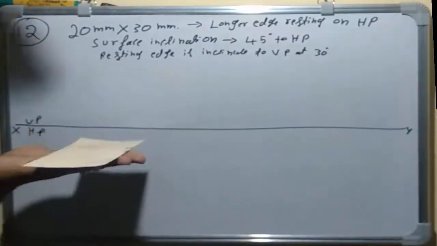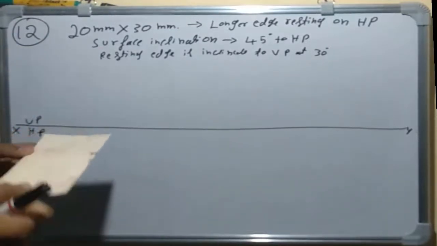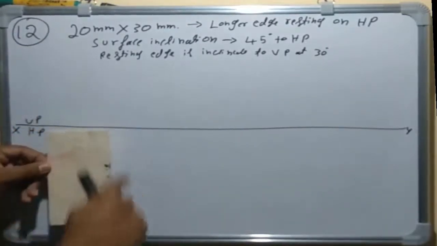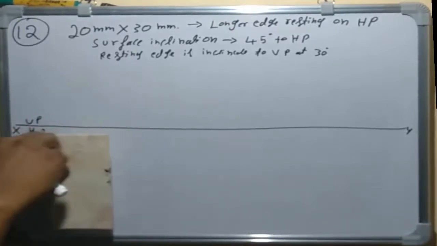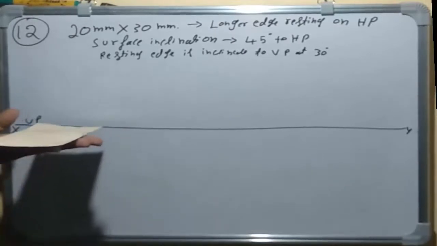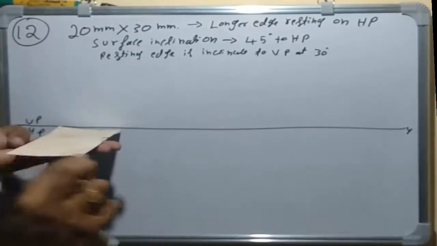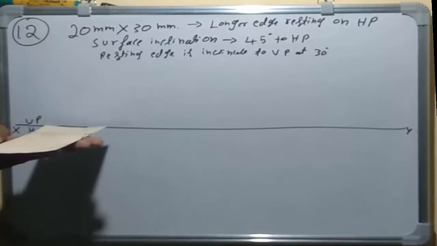When you see the top view, it looks like a rectangle only. When we rotate the horizontal plane, we get the rectangular view. The longer edge will be on the left side and the 20 mm will be like this, and we get the top view. The front view looks like a straight line, and we get the front view on the XY line itself.